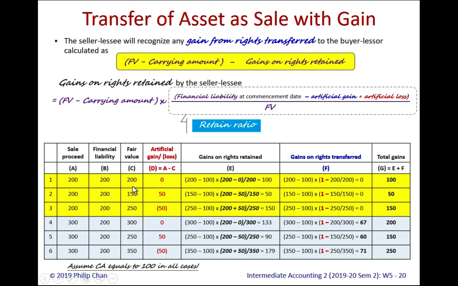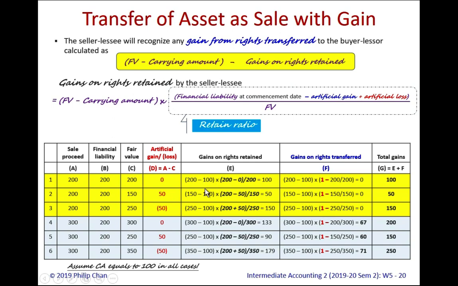So fair value, the first one is 200, book value is 100, therefore 100 gain. And if fair value is 150 in the second case, book value is 100, then it's $50 for the gain, and the final one is 250 minus 100, $150 gain. Okay, so in the first three cases, because financial liability is equal to sales, there won't be any gains on rights transfer. Then obviously, we don't even need to do calculation.